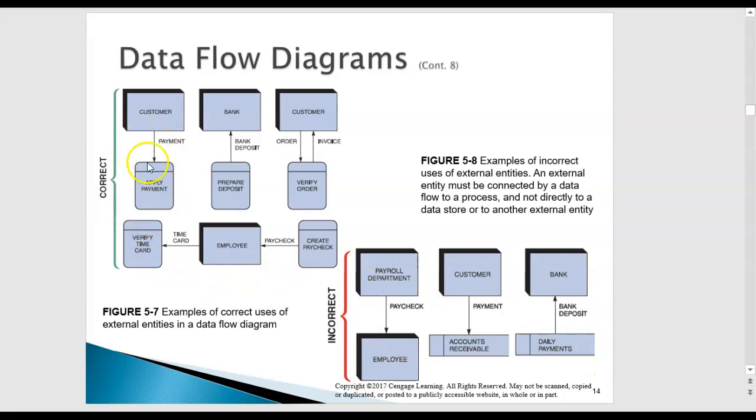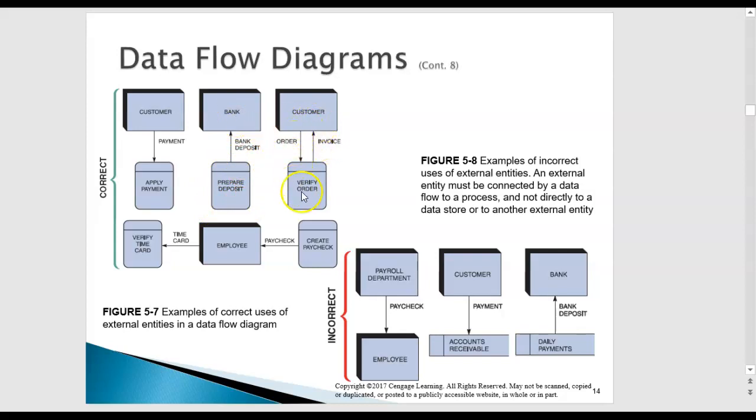Let's look at the correct ways. So over here, the customer is an entity. The customer makes a payment, and the payment goes through a process of apply payment. Then over here, the entity, the bank, is the final destination. You create a process of preparing the deposit, which is then submitted to the bank.